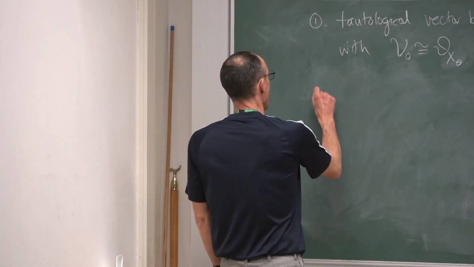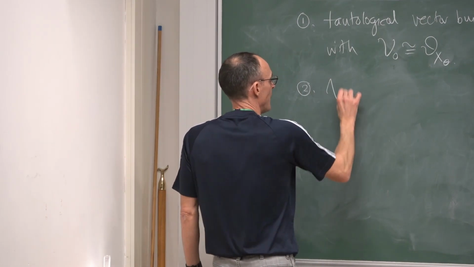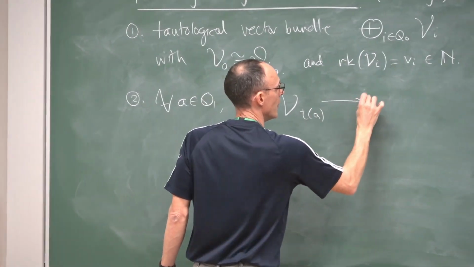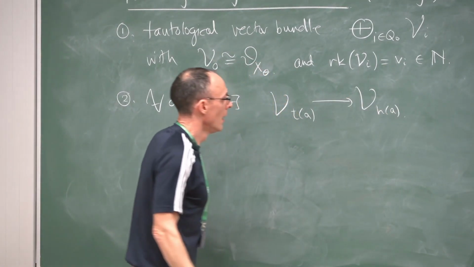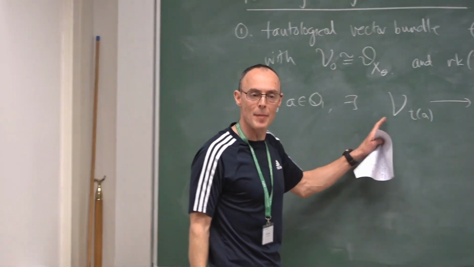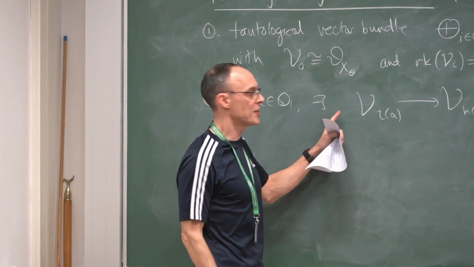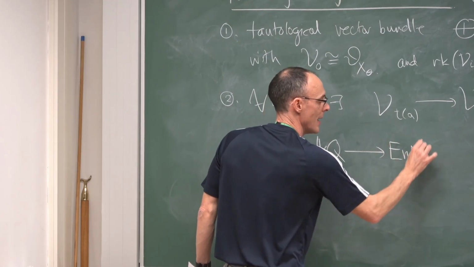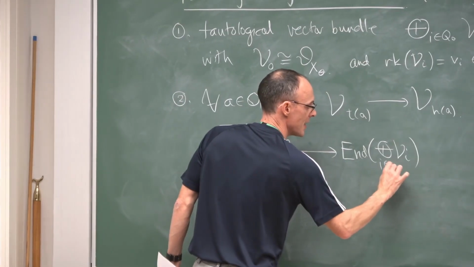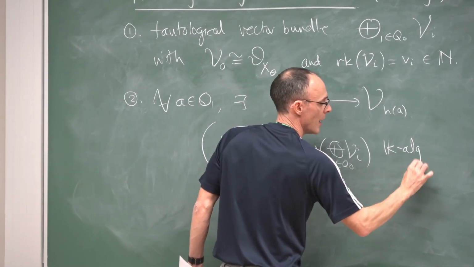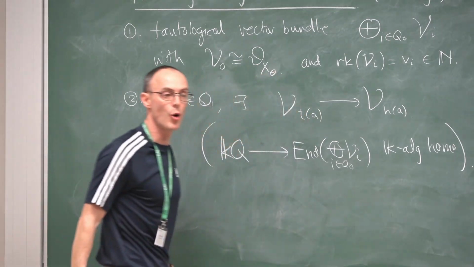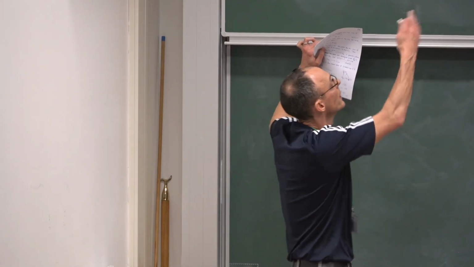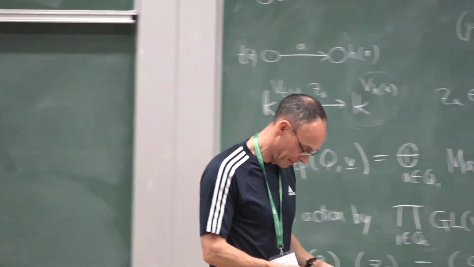So I have a tautological vector bundle, and secondly, for every arrow, I get a morphism from V at the tail to V at the head. Said more properly, there's a K-algebra homomorphism from the path algebra of the quiver to the endomorphism algebra of the whole bundle itself. I don't want to say any more about that, but that's the tautological information you actually get: tautological vector bundles and a tautological homomorphism. It's simply encoding some morphisms between the bundles.